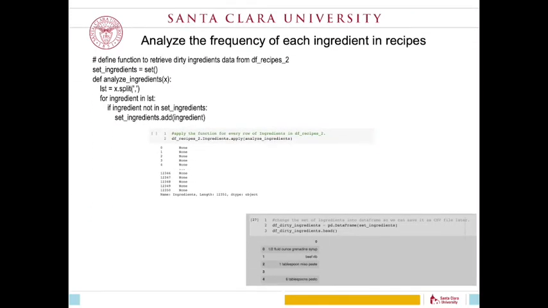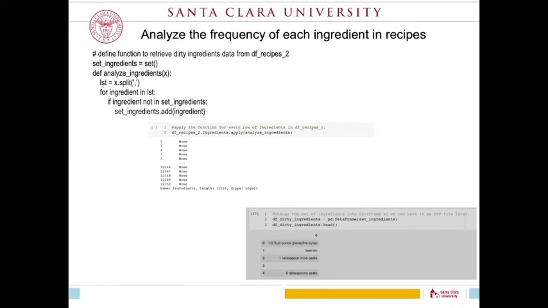After that, we analyze the frequency of each ingredient in recipes. First, we put all the ingredients into one set so that we can save it into one CSV file for later use. After that, we define one function using a for loop to iterate through each row and add them into the set. And then we transform the set into a data frame and print the head.